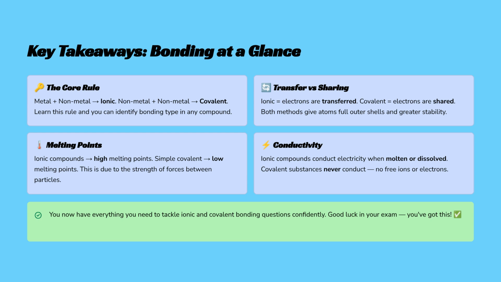Avoid common exam mistakes. Be precise by using transferred for ionic and shared for covalent. Remember that in covalent substances, only intermolecular forces break during melting, not the strong covalent bonds. Ionic compounds only conduct when molten or dissolved, and non-metals form ionic bonds when reacting with metals.